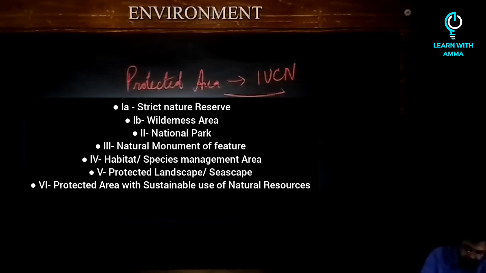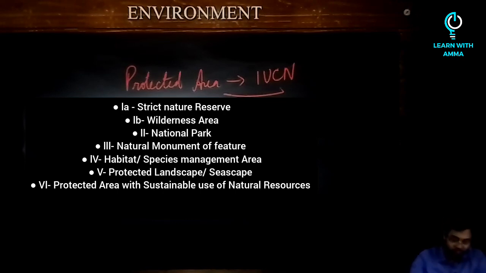The most important one for us is category 2 and category 4, because category 2 is national park and category 4 is related to the wildlife sanctuaries. So the categorization of protected areas that is done by IUCN, it's done according to these 7 brackets. 1A for strict nature reserve, 1B for wilderness area, 3 for natural monument or feature, 5 for protected landscape or seascape, and 6 for protected areas with sustainable use of natural resource.